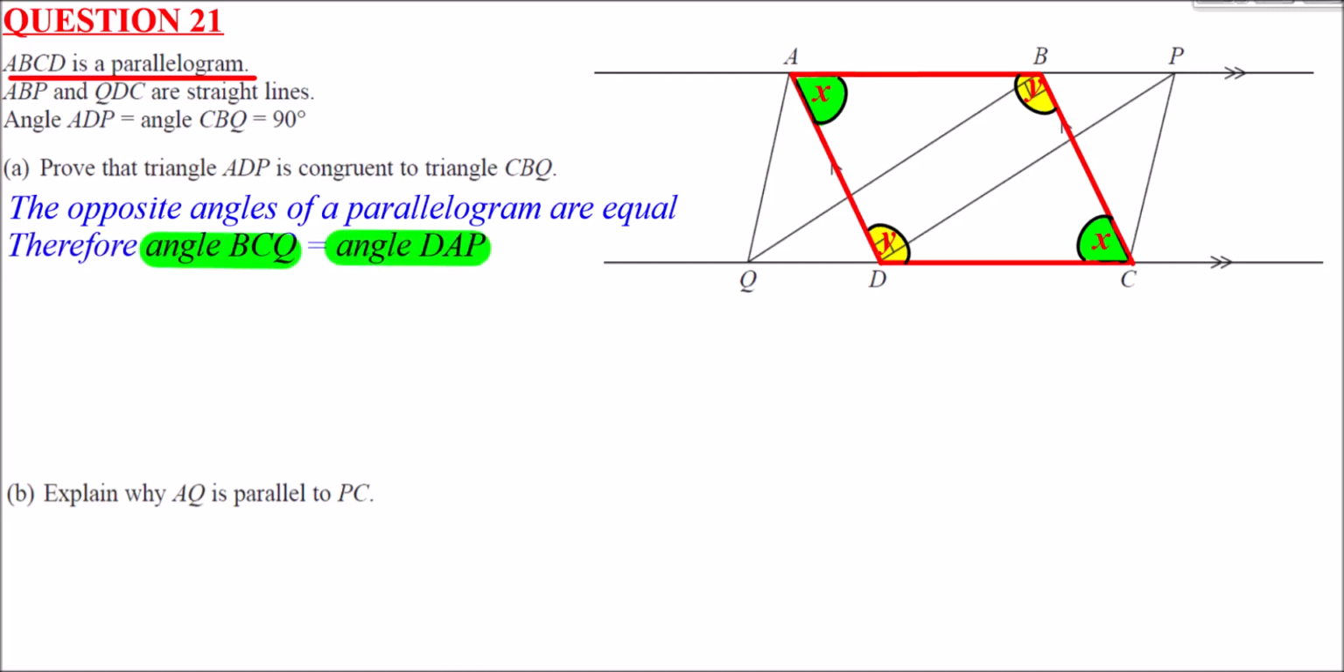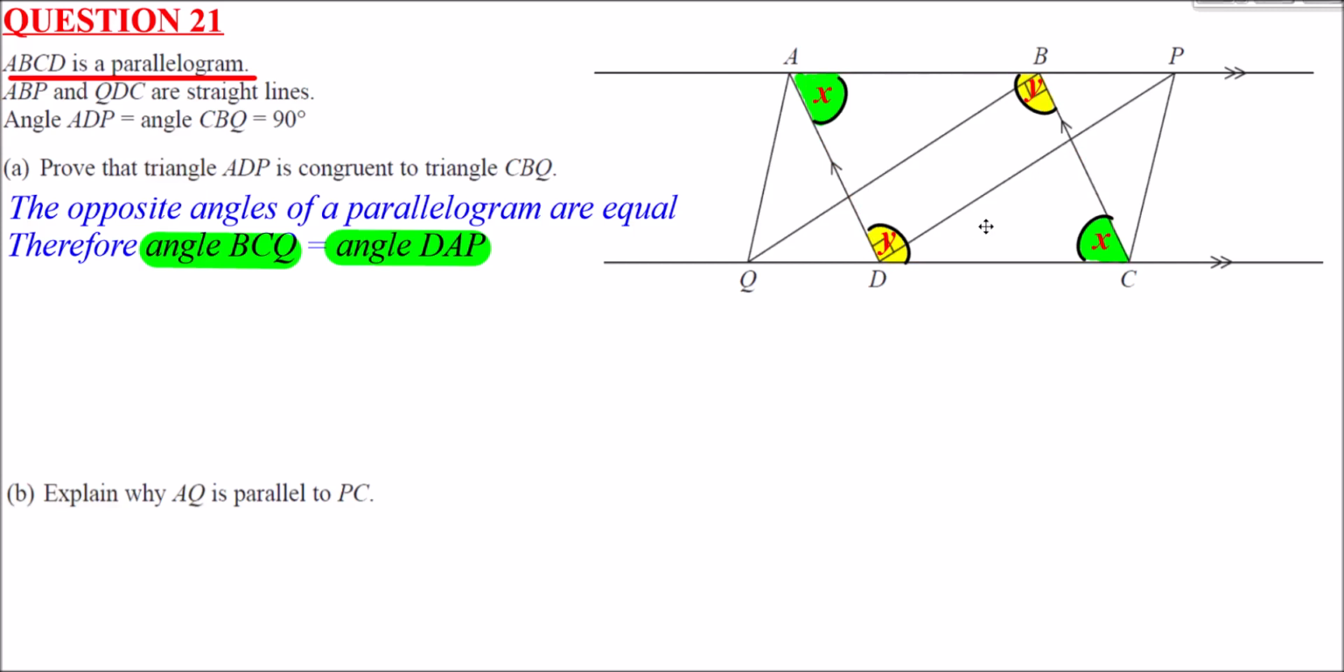So then I can make a point to the examiner. Because the opposite angles of a parallelogram are equal, I know this angle from B to C to Q, which I've called X, is the same as angle from D to A to P. So this X is equal to that X. Also that one's equal to that one, but the key thing that's going to help us here are these angles I've labelled X. So I'm just going to say goodbye to that parallelogram for a moment. We'll come back to it later.